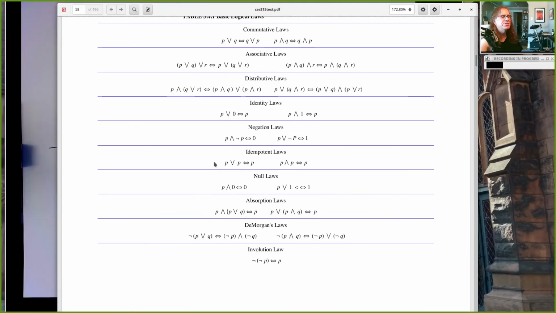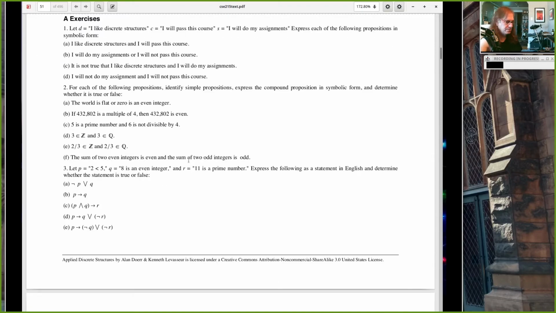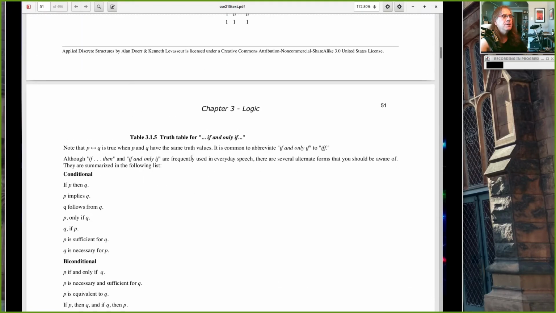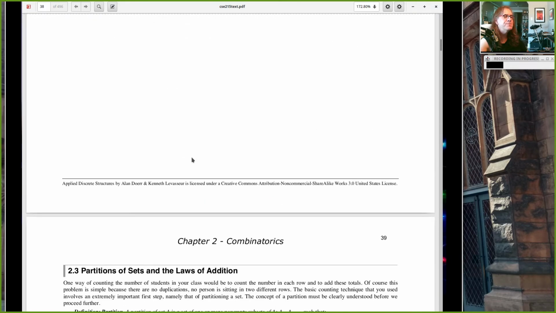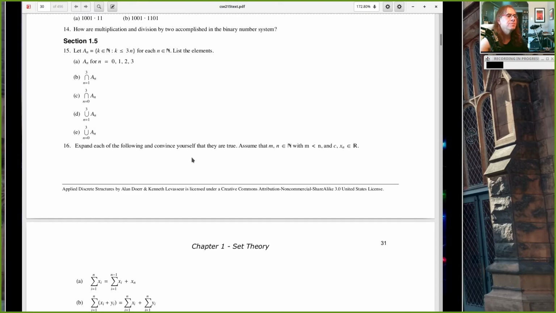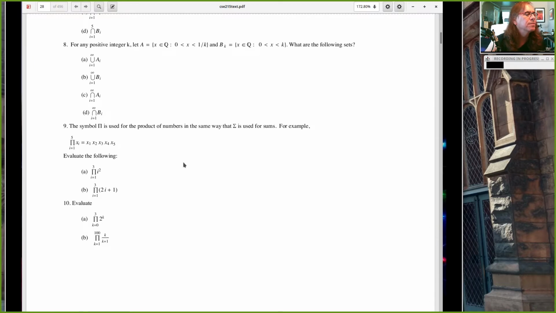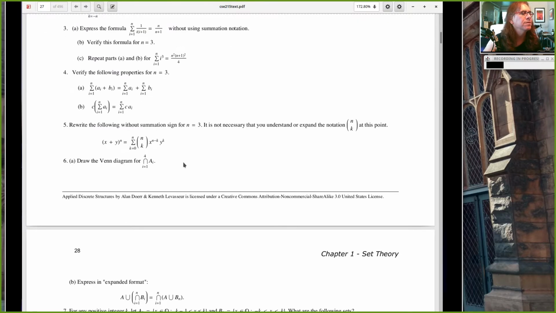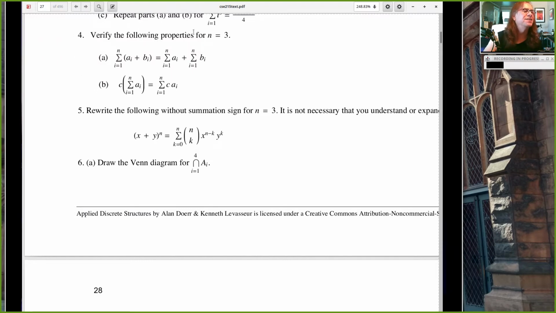Do you remember which section that was? I think it was chapter 1, right? I think it was chapter 1.5. Okay, yeah, it was the lingering chapter 1 question. I think it was number 4 in that chapter. Awesome. Right there. All right, so verify the following properties for n equals 3.